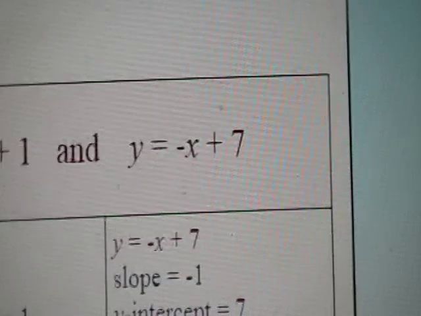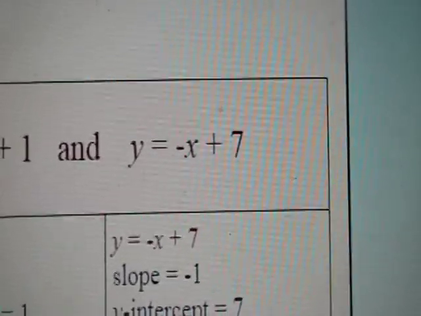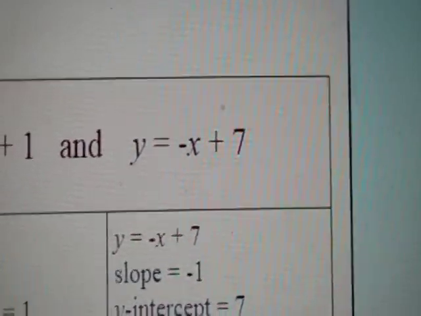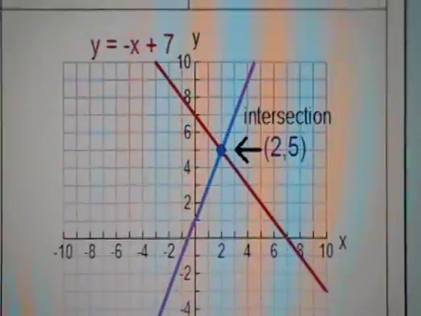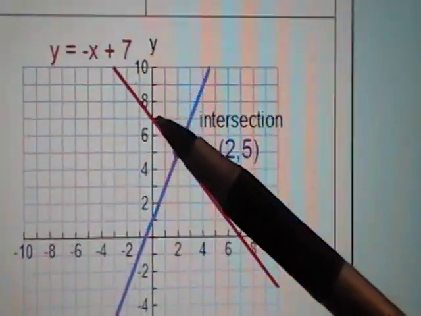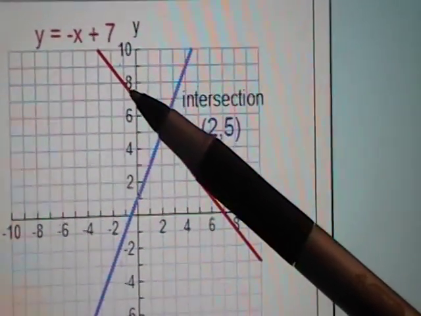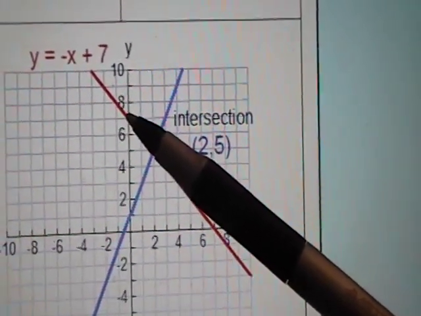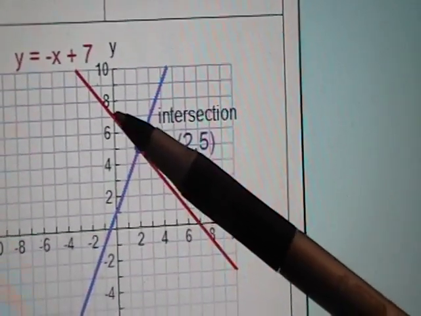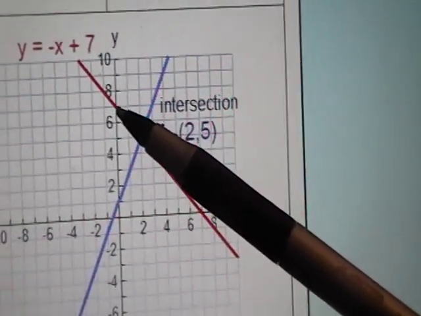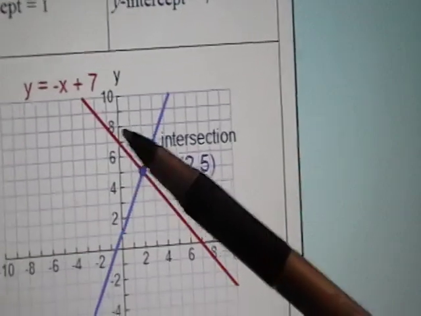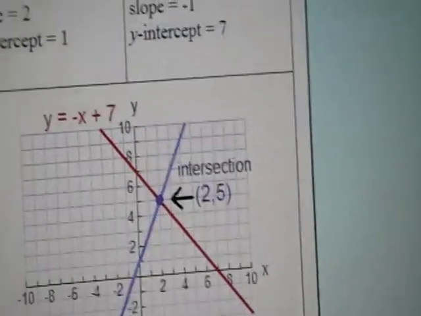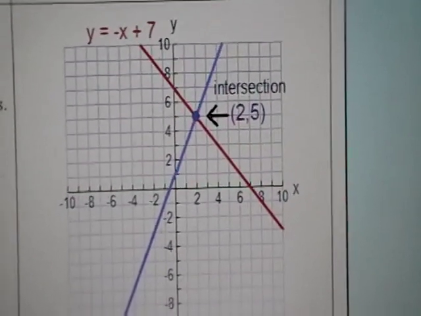Then we're going to do the same thing with the next line, y equals negative x plus 7. Our y-intercept is 7, so we find the point (0, 7) on the graph, which they have already done for us. It's up here, (0, 7). Then our slope is negative 1, or negative 1 over 1. So we have to move to the left. Here's our point. We move over 1, up 1, over 1, up 1, and we come up with points and draw our line. The very next thing that we have to do is just find where it intersects.